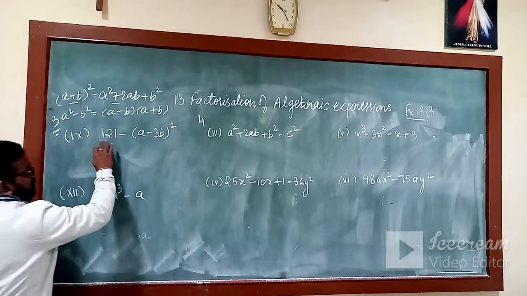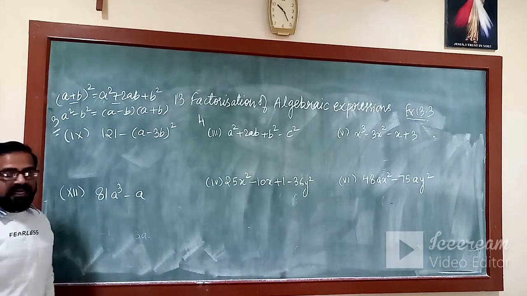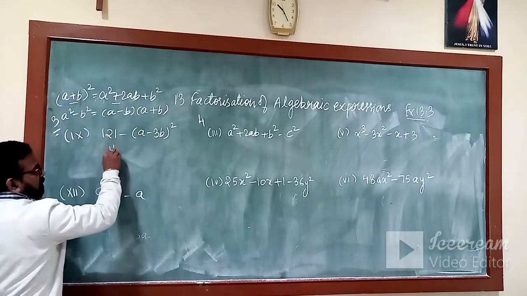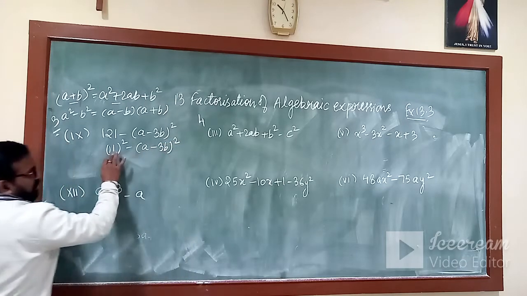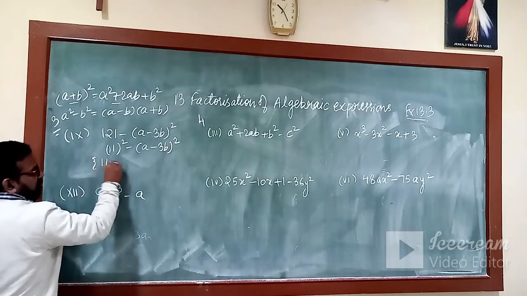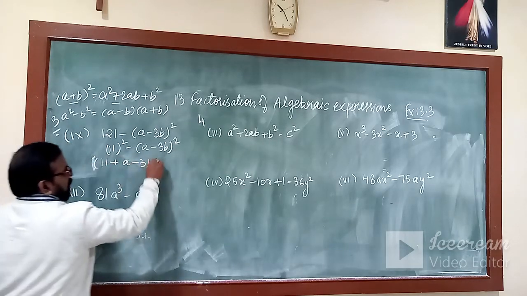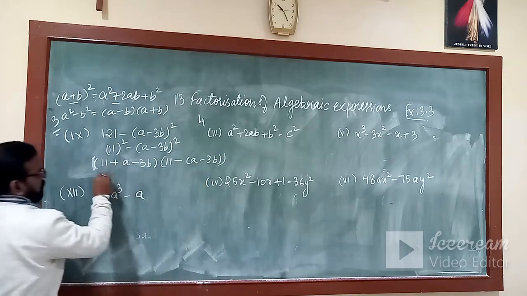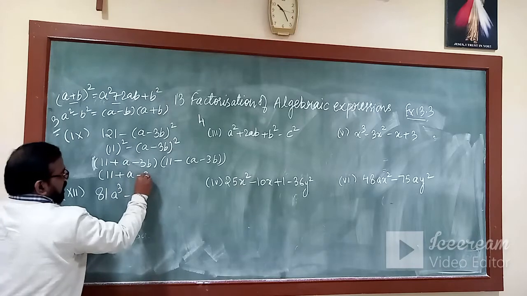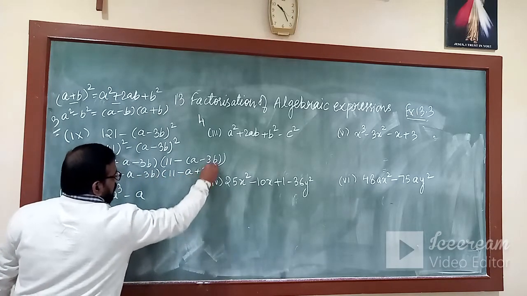So let's see again, we cannot use both the methods that we have studied, that is grouping of the terms and common term. So what method is left now? Identity method. So 121 is actually 11 square. So this is a square minus b square, that is 11 plus a minus 3b, and 11 minus a minus 3b. Okay, so let's solve that second bracket. So it becomes plus 3b.